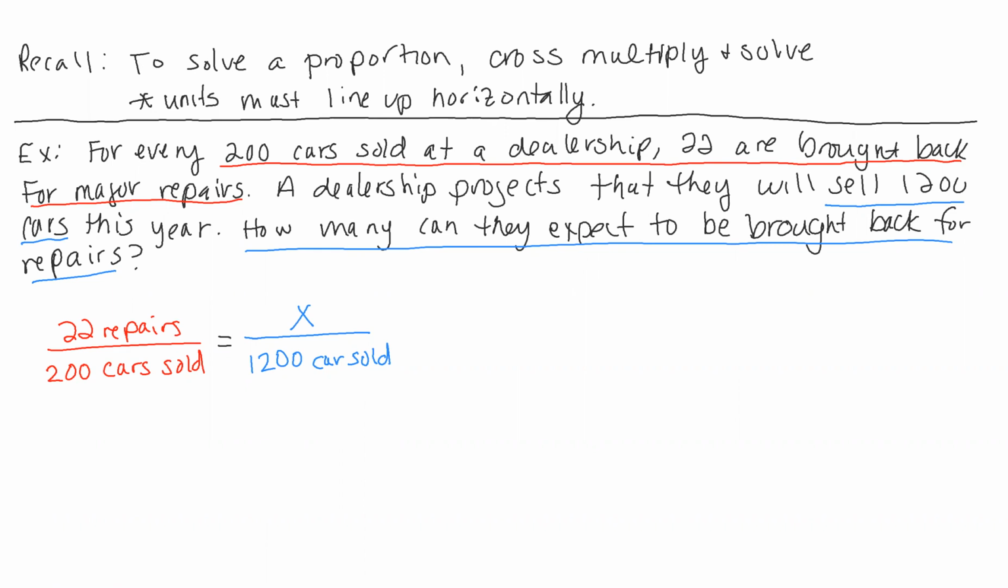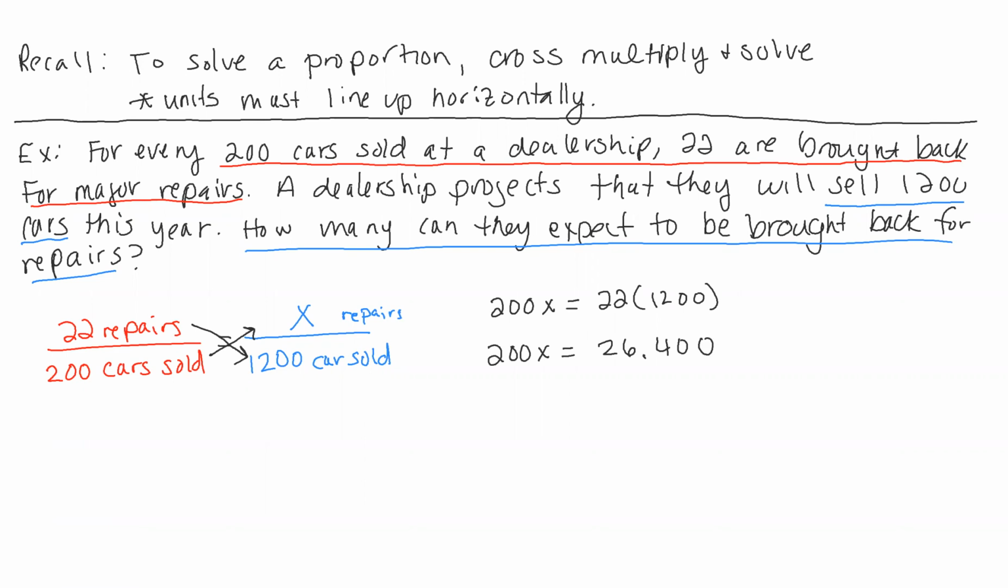So now we've set up our proportion. Units line up horizontally, cars sold are in the denominator, repairs, and I'll even put x repairs, are in the numerator. And now we have a proportion that's set up. All we would need to do at this point would be to cross multiply and solve. So when I cross multiply, I'm going to multiply those diagonals. So I'm going to get 200 times x equals 22 times 1,200. I do like to see the work, so I like to see your steps, but you could certainly use a calculator for the smaller calculations to save time. So 22 times 1,200 gives us 26,400.